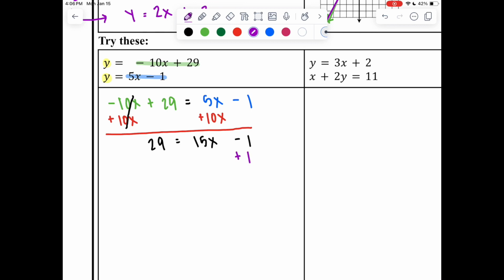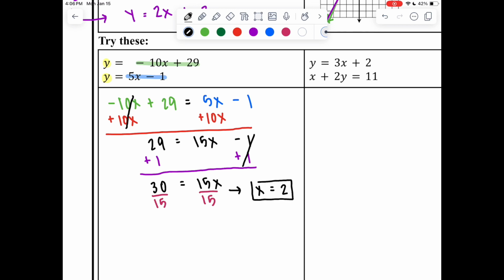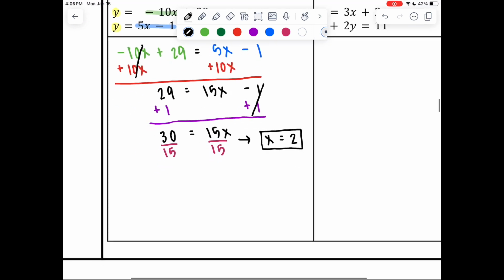Then I go ahead and I have to add 1 to both sides because I'm solving a two-step equation. So 29 and 1 give me 30. And so I have that 30 is equal to 15x. If I'm going to get the x by itself, I have to undo that multiplication. And so if 15 is being multiplied by x, I need to divide by 15. I have to do that on the left and the right hand side. On the left hand side, 30 divided by 15 is a positive 2. So I just found out that the value of x in this system of equations is a positive 2.